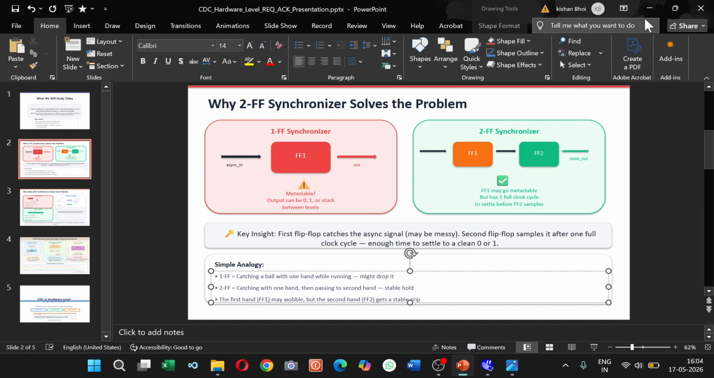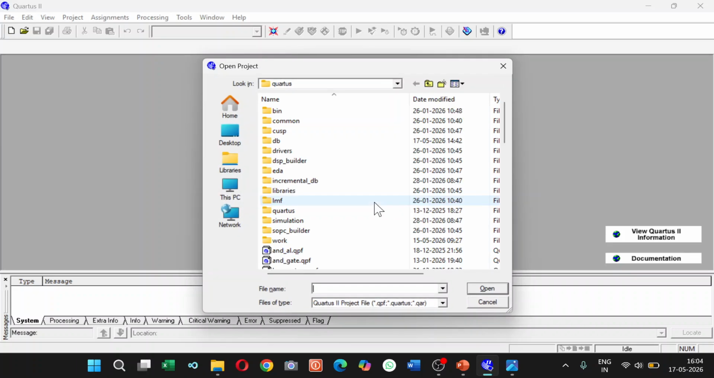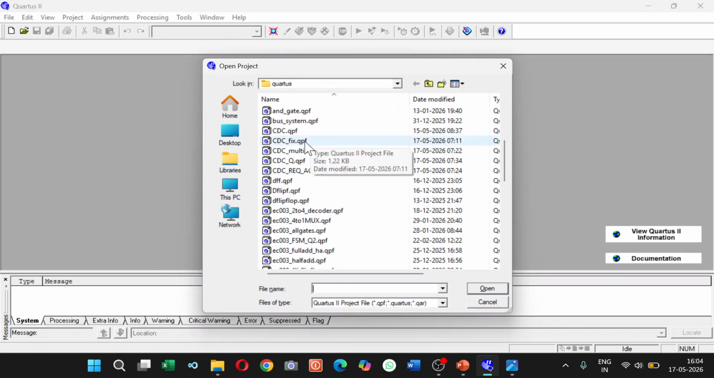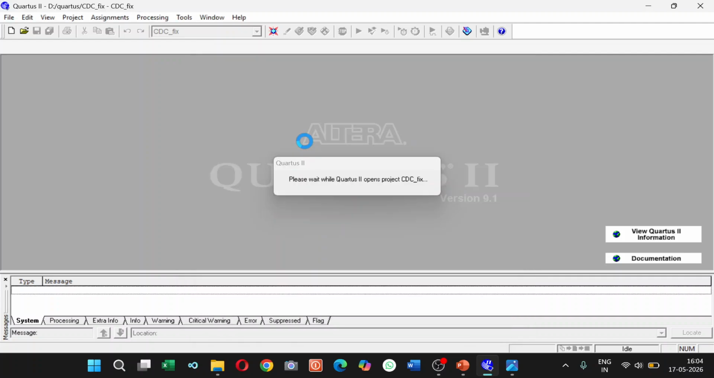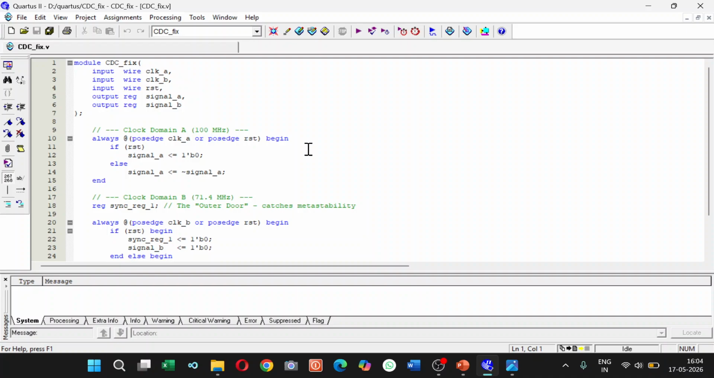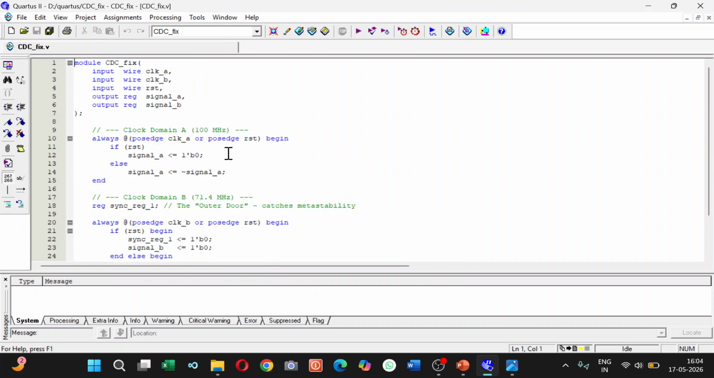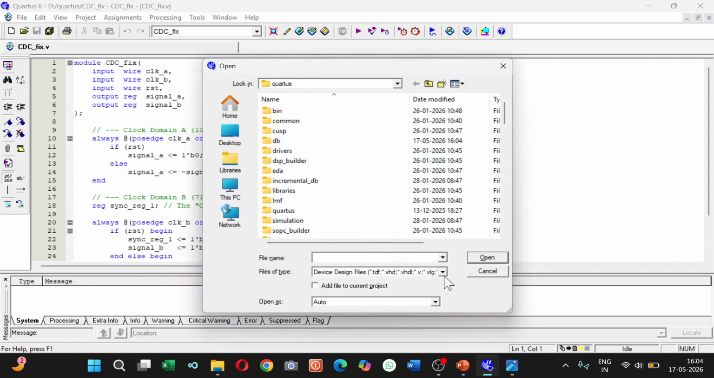Now we analyze this solution at the hardware level. So let's open our project. Here is our waveform file. This is the same code as I described previously. Now we open our SDC file.